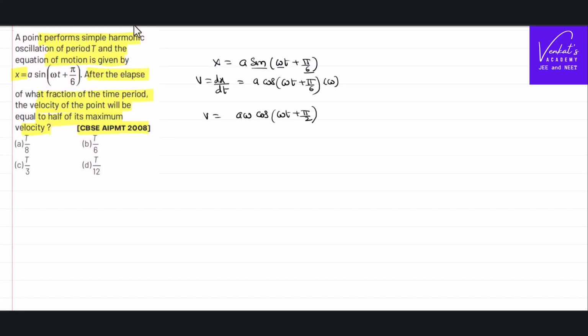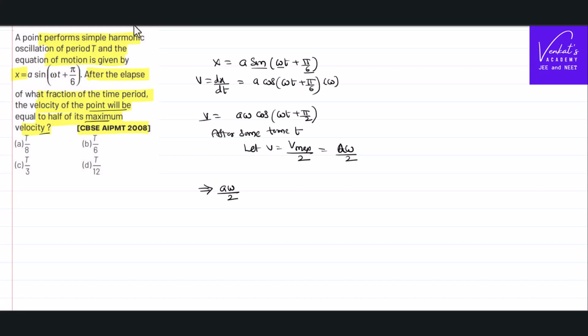He is saying, at what time will this velocity be equal to half the maximum velocity. So after some time t, let v be half the maximum, v maximum by 2. We know the maximum velocity is a omega, so that has to be a omega by 2. Let's write that. That implies in place of v, I have to write a omega by 2.